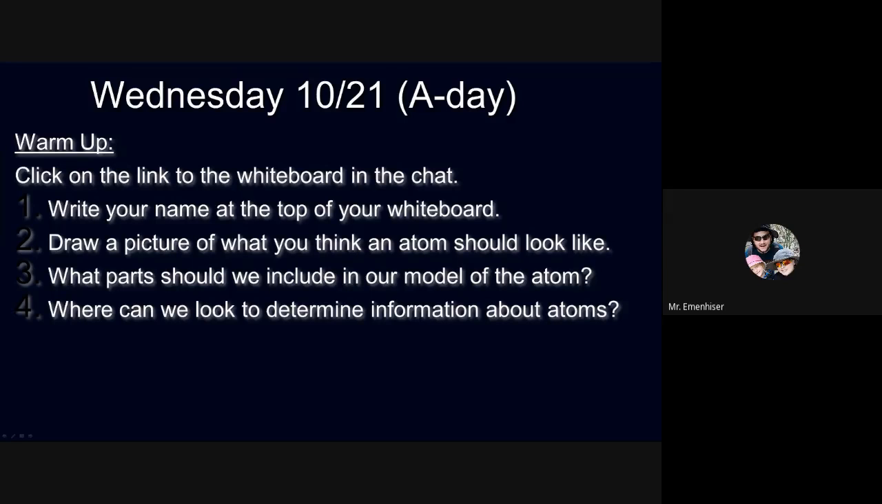Basically, you're going to describe what a picture of the atom should look like. So if you close your eyes and picture an atom, what do you see? What does it look like? Try to describe it. And then what parts should we include in our model of the atom? If we were to build an atom, what should we put in it? All right, and then where can we look to determine information about atoms or elements? Okay, and we'll talk about this in class.